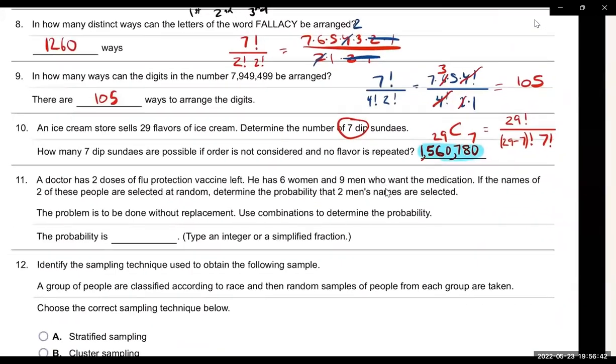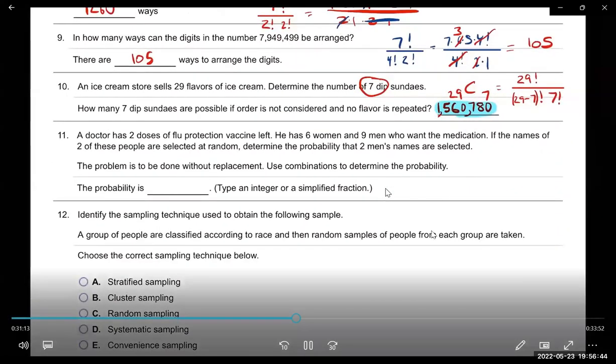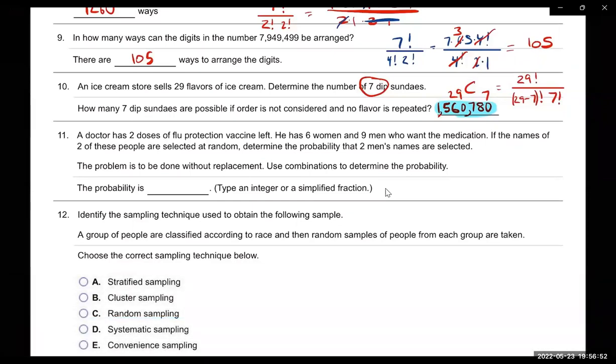All right, that's number 11. A doctor has 2 doses of flu protection vaccine left. He has 6 women and 9 men who want the medication. If the names of these 2 people are selected at random, determine the probability that 2 men's names are selected. The problem is done without replacement, so you can't replace the person back into the hat. So let's use combinations.